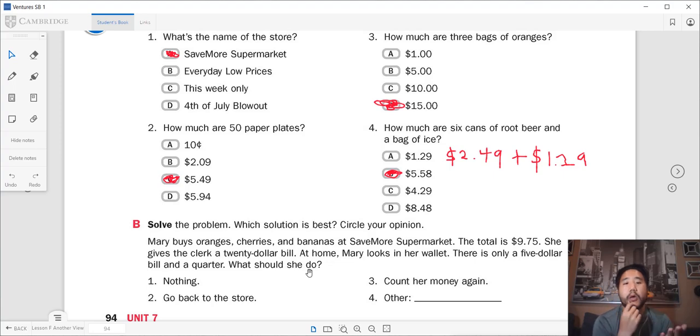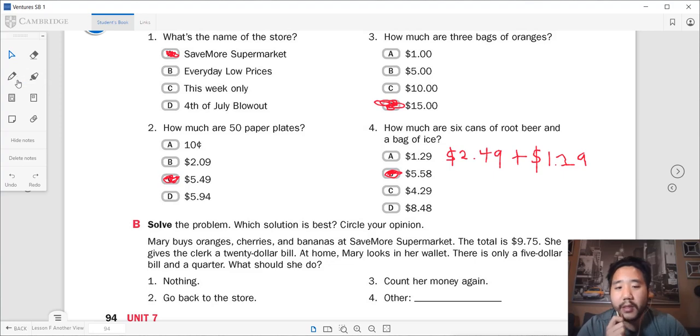So the total cost is $9.75. In order to pay for that, Mary gave the clerk one $20 bill. So then she needs to actually get $10.25. That's what she is supposed to get. But when she went home and checked her wallet, she found out that she only had one $5 bill and a quarter. So she is missing $5 more. So what should she do in this case?